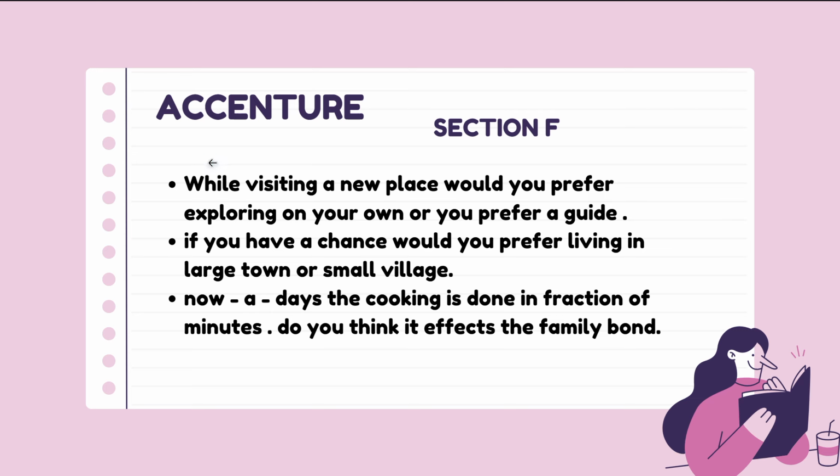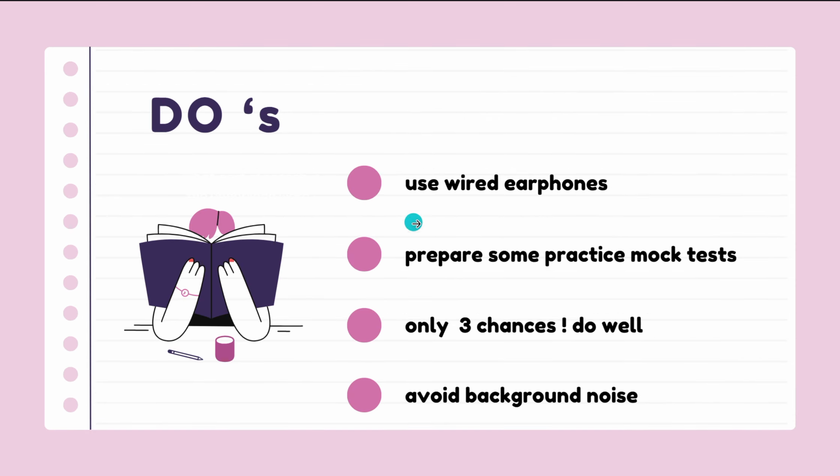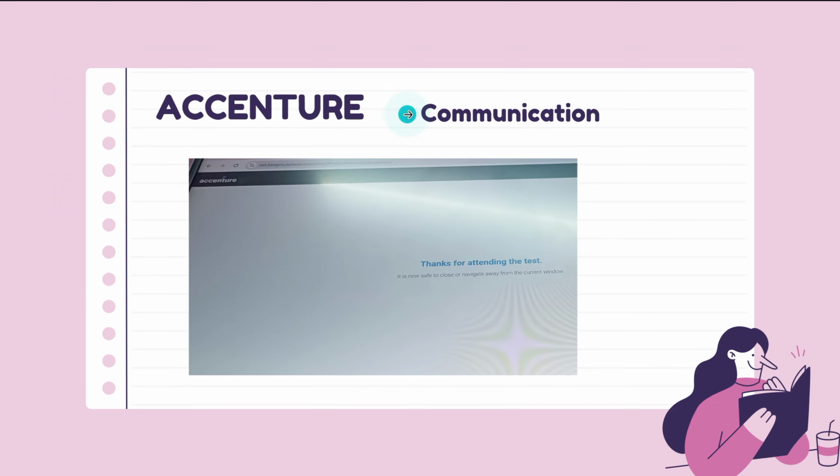Prepare well before the exam. Have practice sections, and practice some mock tests. Do's: use wired earphones, prepare some practice mock tests, do well and avoid background noise. There are only three chances. If you couldn't do well in the first chance, you can retake the exam, you will get a mail, and you can do well in the next chance. They are the only three chances.